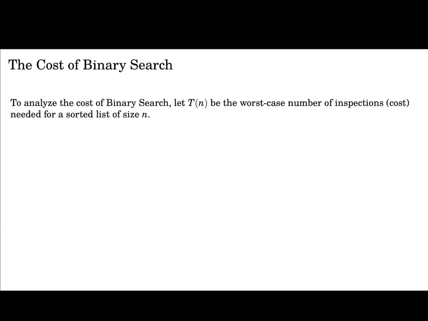So let's analyze the cost of binary search. Let T of n be the worst case number of inspections needed for a sorted list of size n. So if we're going to try to get a formula here, in the first step, what we do is we check the middle element. And so that has a cost of 1. And then you have your list of about half the size. And so you just need to do the same algorithm again, the binary search, on a list of around half the size.